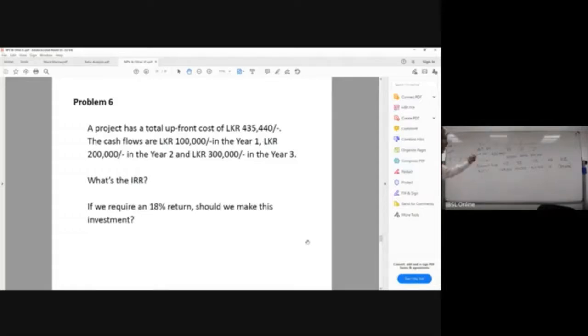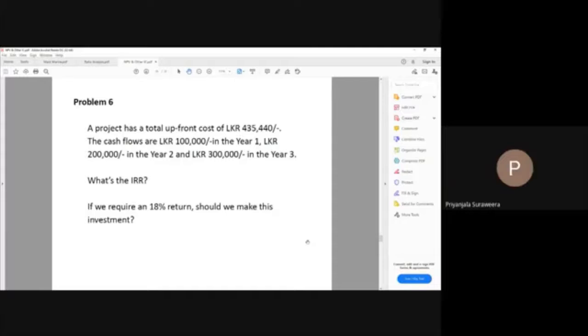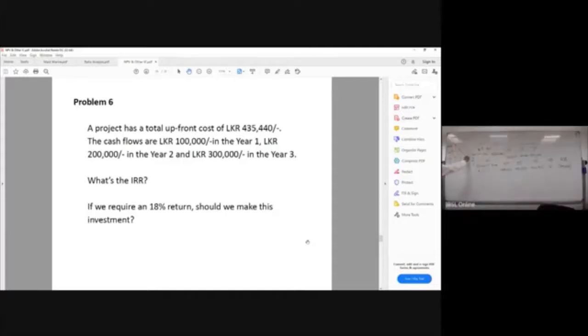Can you all see the board clearly? Yes. And you can see this is the net present value profile. At 15, it is NPV 0. This is NPV, this is discount rate. Okay. So NPV 0. So what is the IRR?